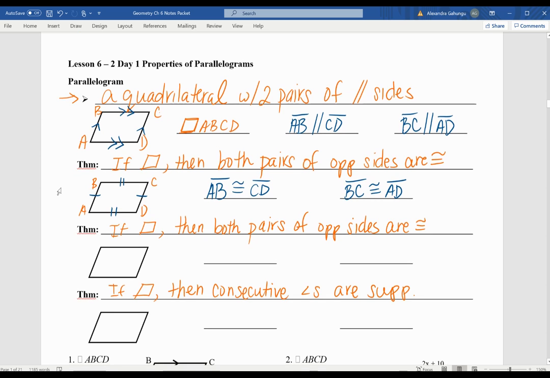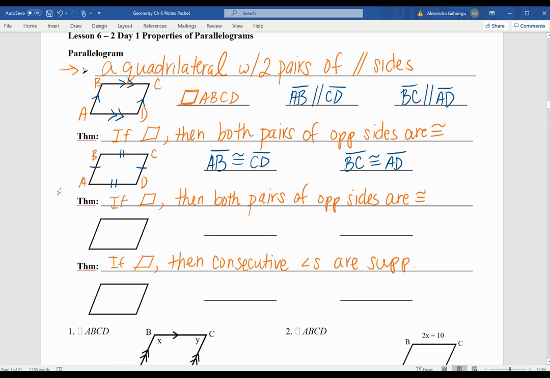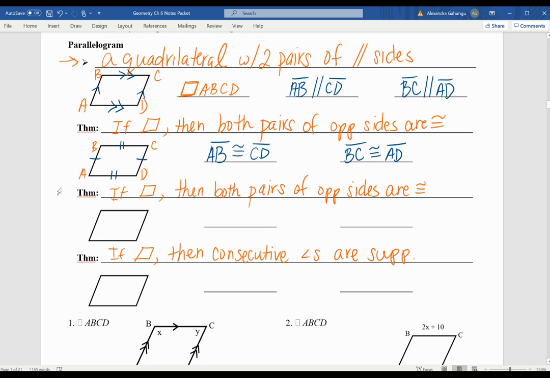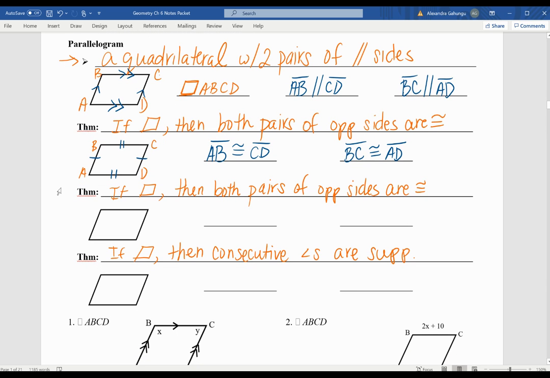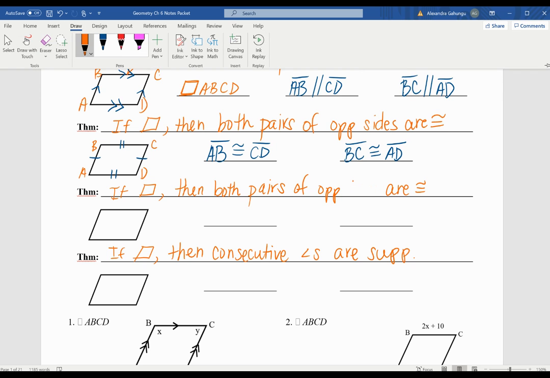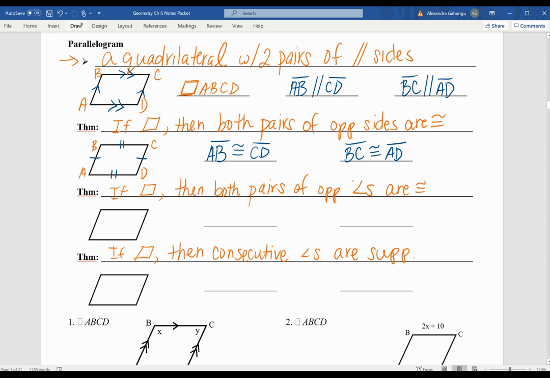And our third fact about our parallelograms, if we're given that our figure, our quadrilateral, is a parallelogram, then both pairs of opposite angles are congruent. So I've got parallelogram ABCD and opposite angles. So A is opposite C, so angle A is congruent to angle C. And then angle B is congruent to angle D.